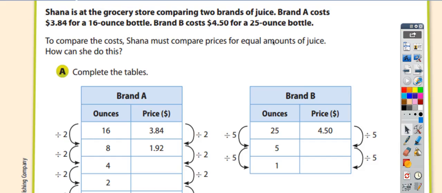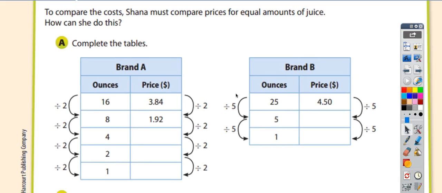Shayna is at the grocery store comparing two brands of juice. Brand A costs $3.84 for a 16-ounce bottle. Brand B costs $4.50 for a 25-ounce bottle. And I'm going to point those numbers out to you in the tables. Brand A is $3.84 for 16 ounces. Brand B is $4.50 for 25 ounces.